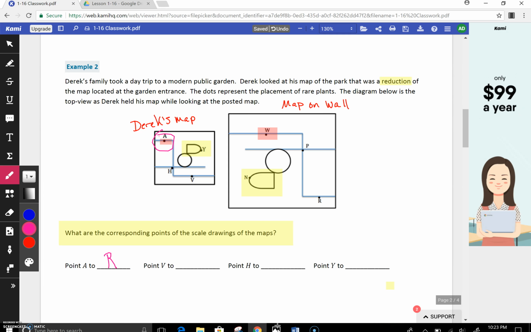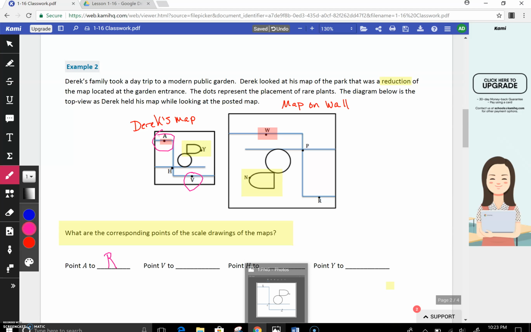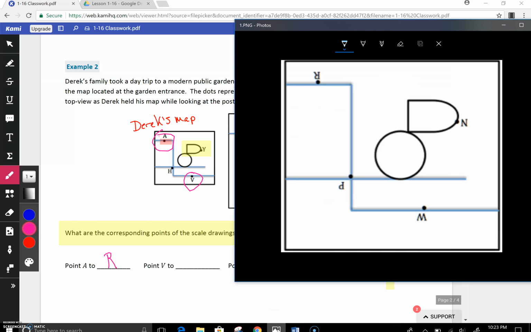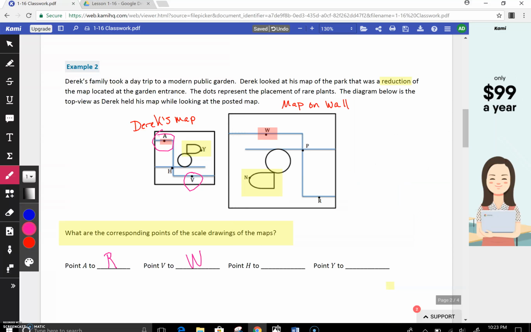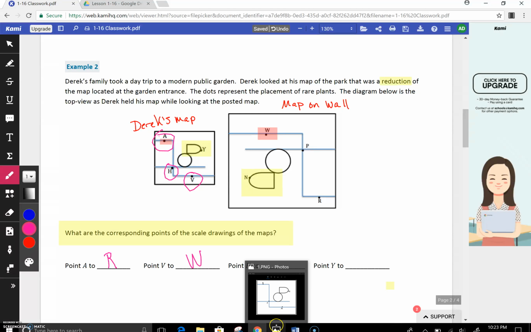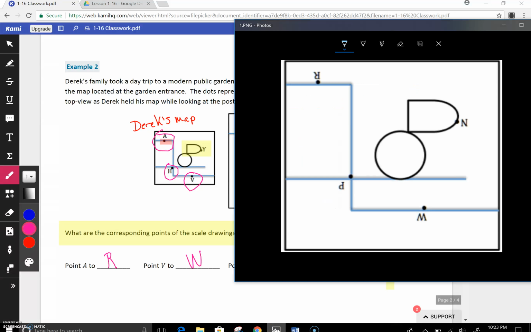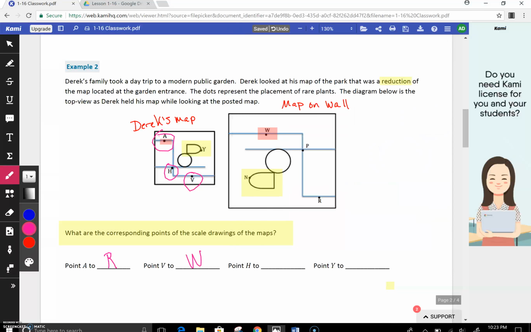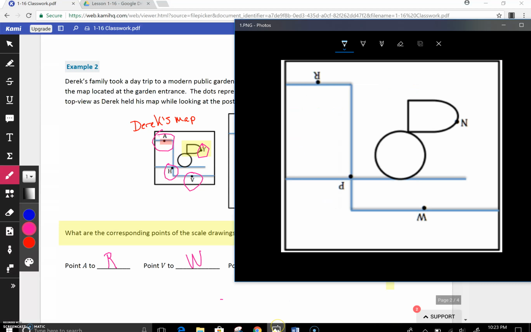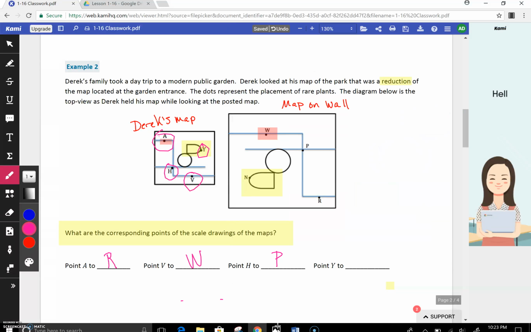If we look at point V on Derek's map and we bring up the map rotated the correct direction, that corresponds with point W. Point H on his map corresponds with point P. And last, point Y on Derek's map corresponds with point N on the wall map.